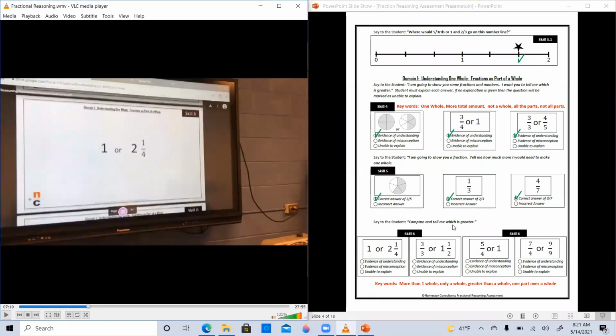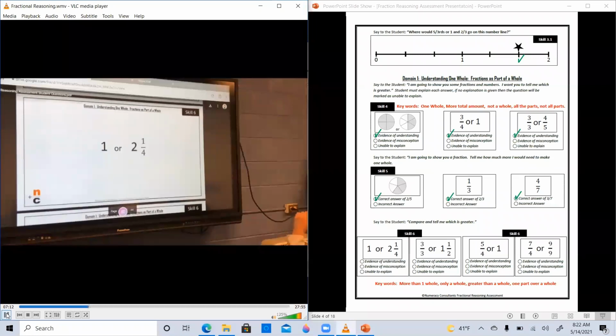Okay, now skill 6, there's 2 parts to skill 6, and it has to do with comparing a mixed number to one whole in different forms, and then comparing an improper fraction to one whole in different forms. So again, this is one where you're looking for keywords such as more than one whole, or you have 2 wholes. You don't want to get into dissecting every word they say because sometimes they'll just stumble through, but you're really looking for those keywords, okay?